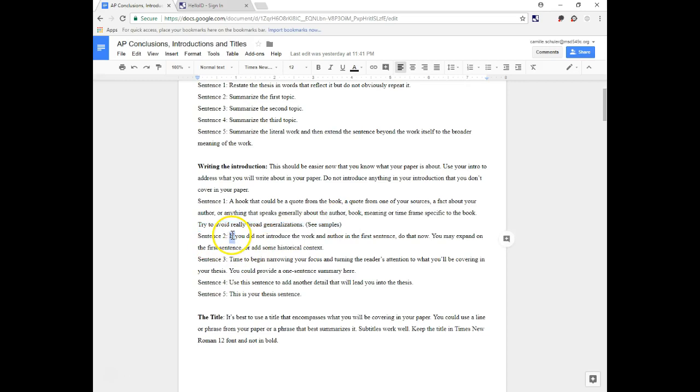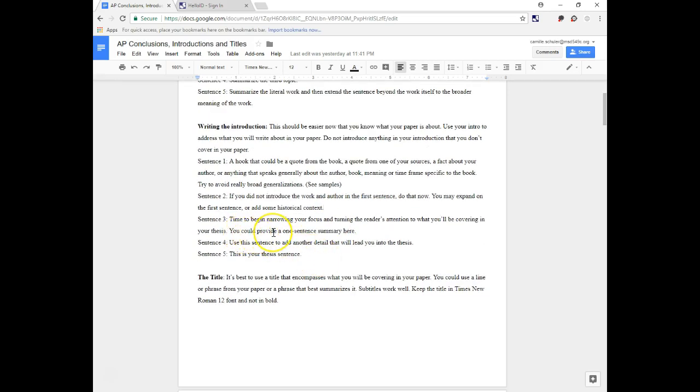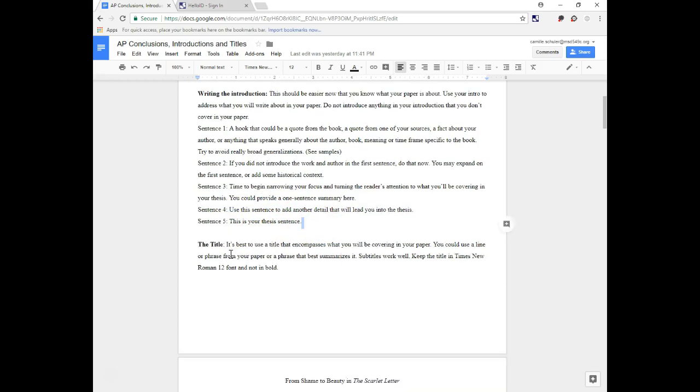Sentence 2, if you didn't introduce the work and the author in the first sentence, you want to do that now. You can expand on the first sentence and the quote that you said. Don't just assume people are going to understand what it means. You can add a historical context. And then sentence 3 is really where you start to narrow your focus. It's called the hinge sentence, and it turns the reader's attention to what you'll be covering in your thesis. Here's a good place to provide a one-sentence summary. And then sentence 4, you use this sentence to add another detail that will lead you into the thesis. And then sentence 5 is your thesis statement.